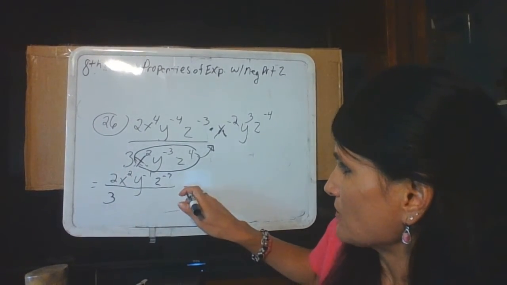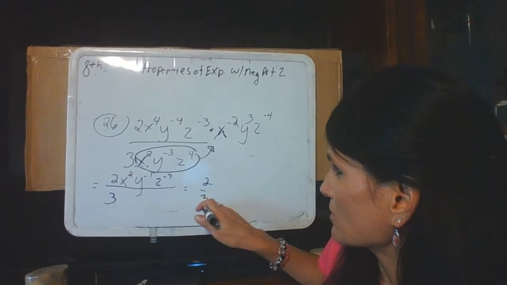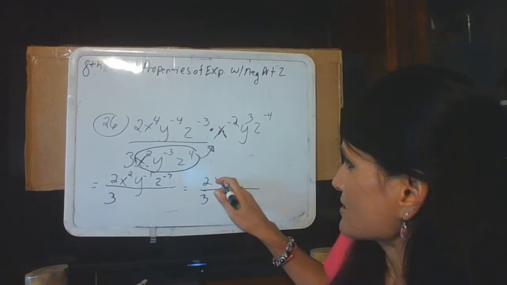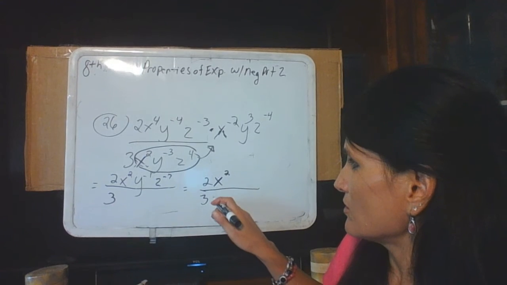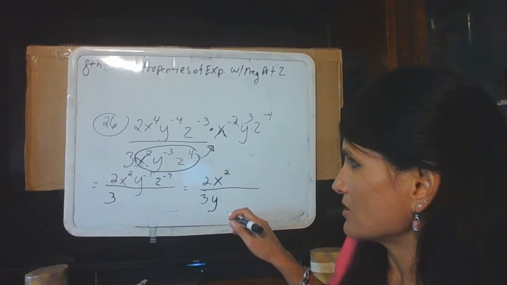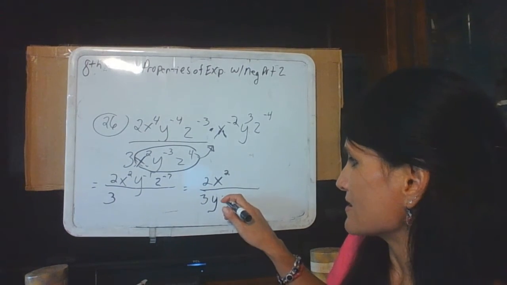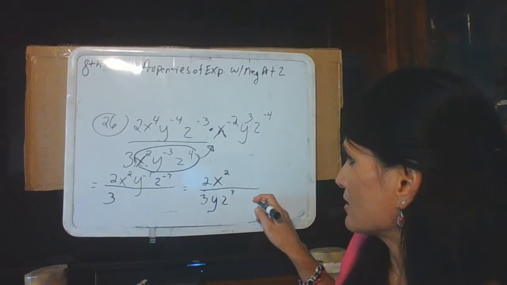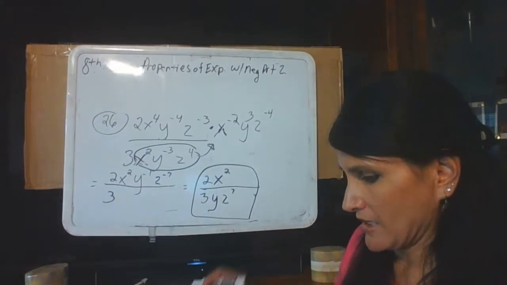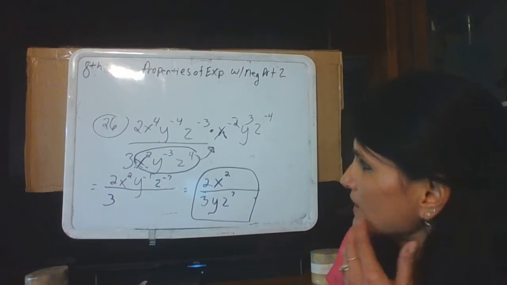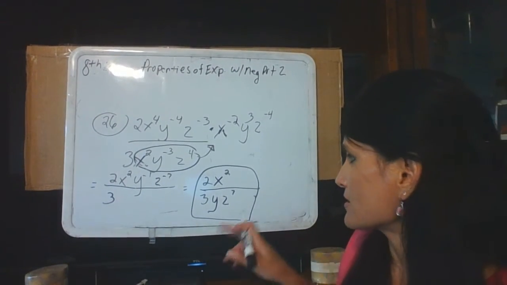So the final step would be 2 over 3. X squared is already positive, leave it alone. Y is not, so it goes down here, and it would be 1, so you don't put it there. And z to the 7th. So that is your answer for number 26. Let me verify that. Yes, that is correct.